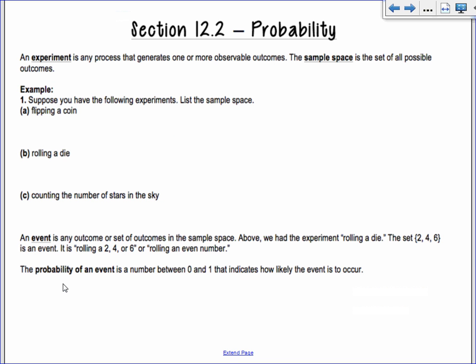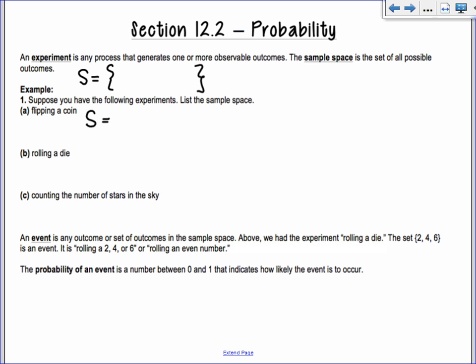Okay, section 12.2 is on probability. So it says, suppose you have the following experiments. List the sample space. A sample space is the set of all possible outcomes in a certain experiment. So an experiment could be rolling a die, flipping a coin, rolling a die and flipping a coin, lots of different things. Okay, so if I have a sample space, what I typically will do is I write S equals, and then I do your favorite mathematical symbol, the brace, and you list all the outcomes in between the braces.